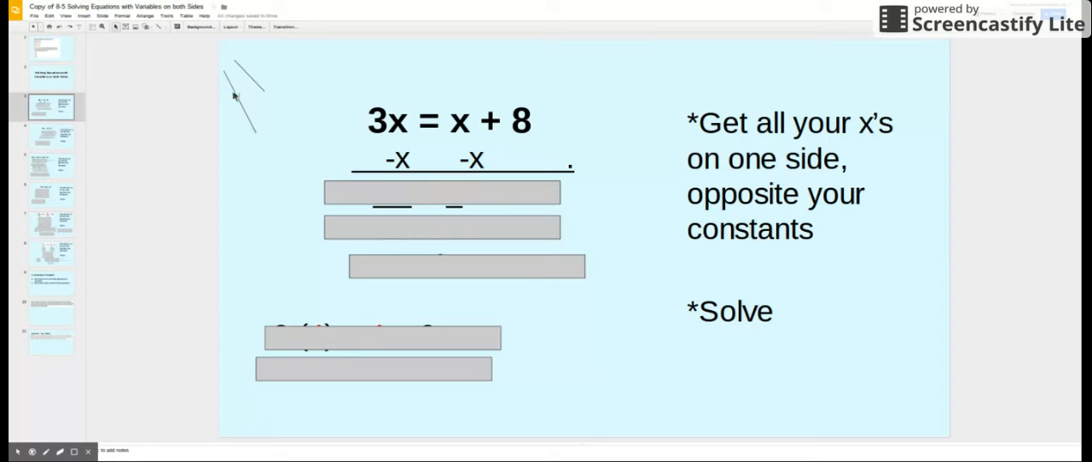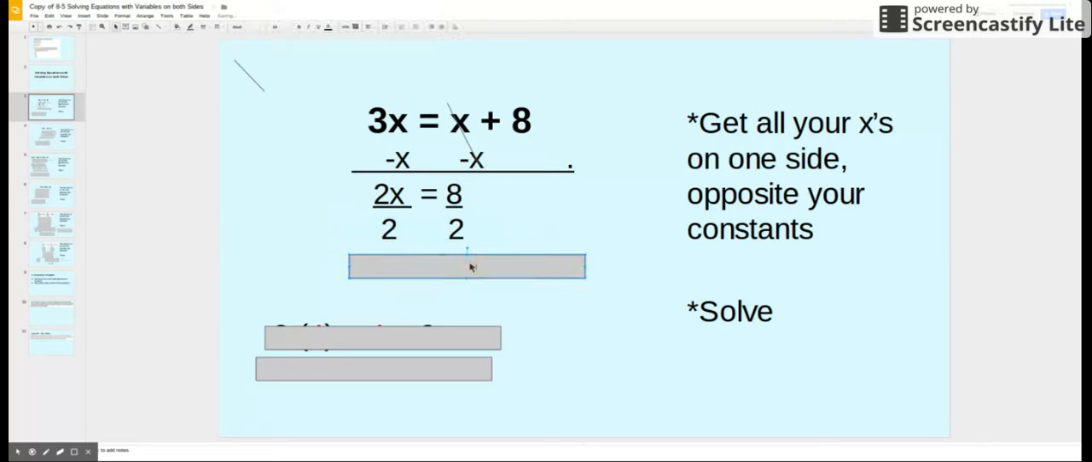So once I do that, my x minus x just gets me 0, right? And 3x minus x leaves me with 2x. You can think of this as 3x minus 1x equals 2x. Doesn't really matter. So you have 2x is equal to 8. Okay, so once you have this, 2x is equal to 8, just divide both sides by 2, and you get your x to be 4.